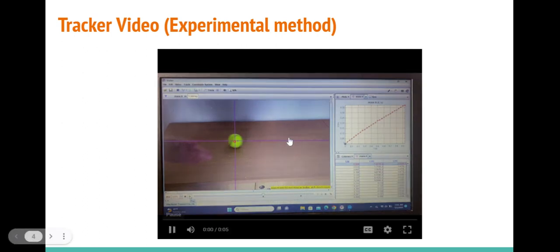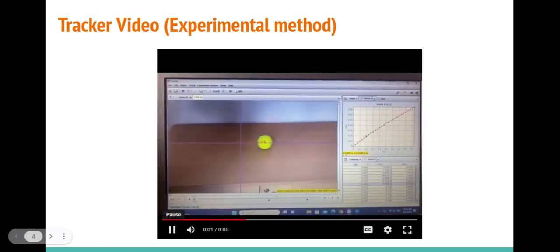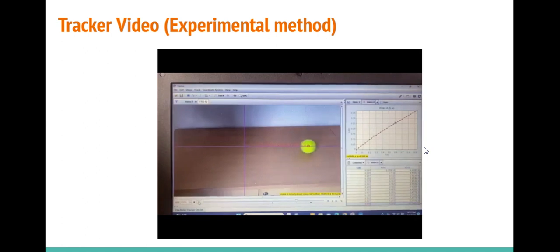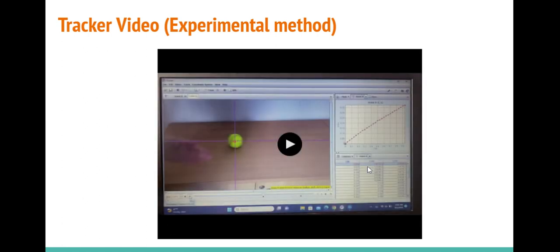This video represents how I got my data for the experimental model. There were 0.033 seconds between each time frame, and I used the center of mass of the tennis ball to mark the position of the tennis ball at every new time frame, which is what gave me my data points for the experimental model.